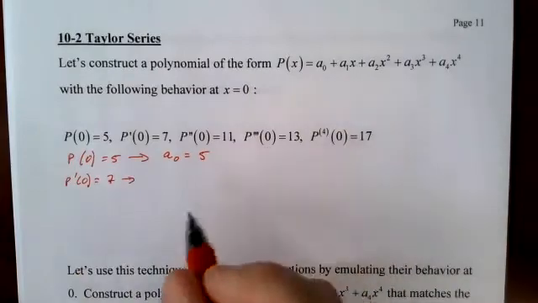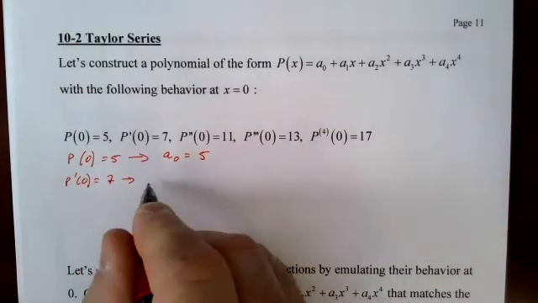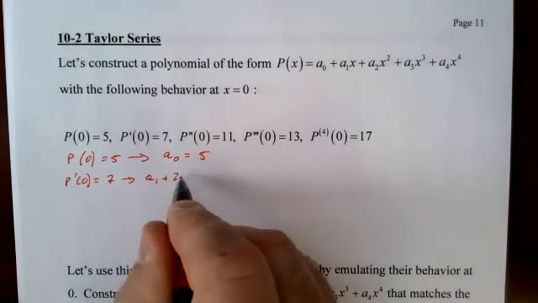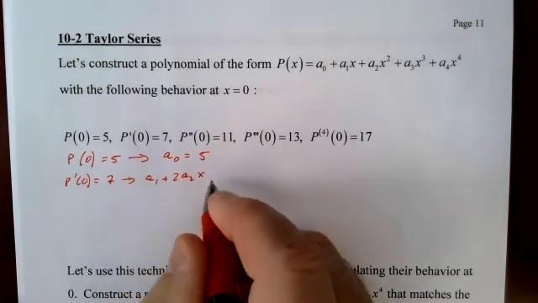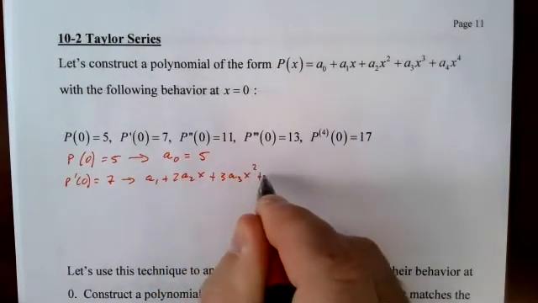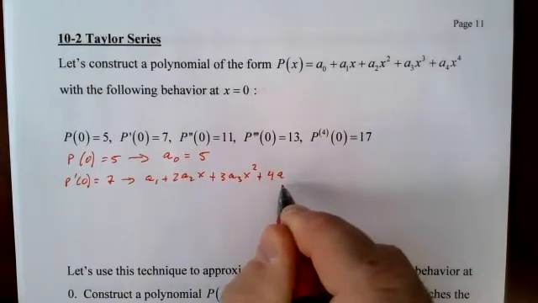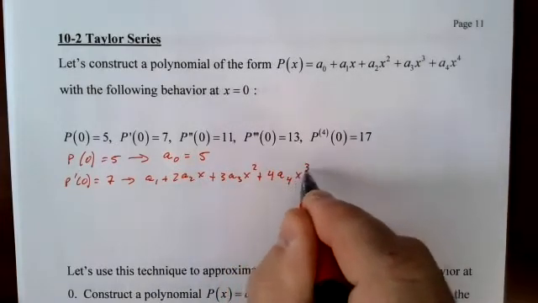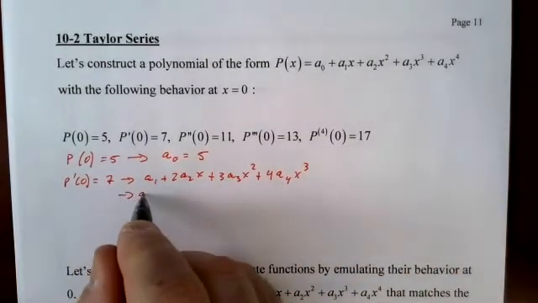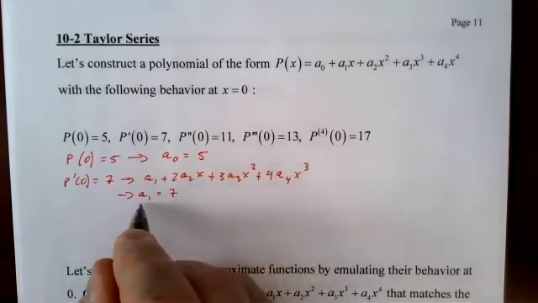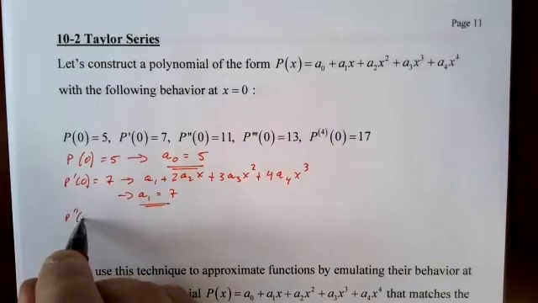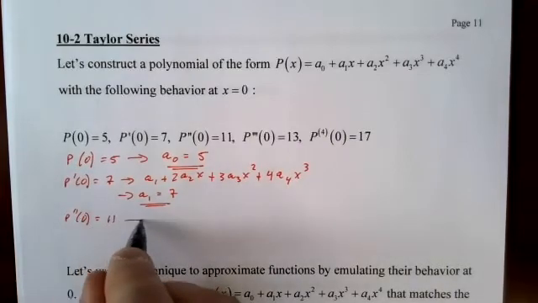And if we do it up here, we get a1 plus, and this is time consuming because I need to be careful, 2a2x plus 3a3x squared plus 4a4x to the third. Knowing 0 goes in, we know that a1 equals 7. Keep going. P double prime of 0 equals 11.